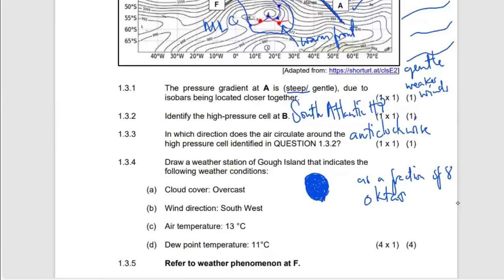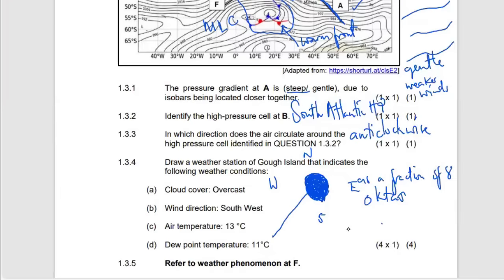Then wind direction. With wind direction, we are supposed to draw an arm stretching from the circle to the given direction where the wind is coming from. Remember always that when you are drawing your weather station, or dealing with direction in geography, west is always to the left and east to the right. Then north is always at the top and south at the bottom. So southwest, we are saying the wind is in this direction.